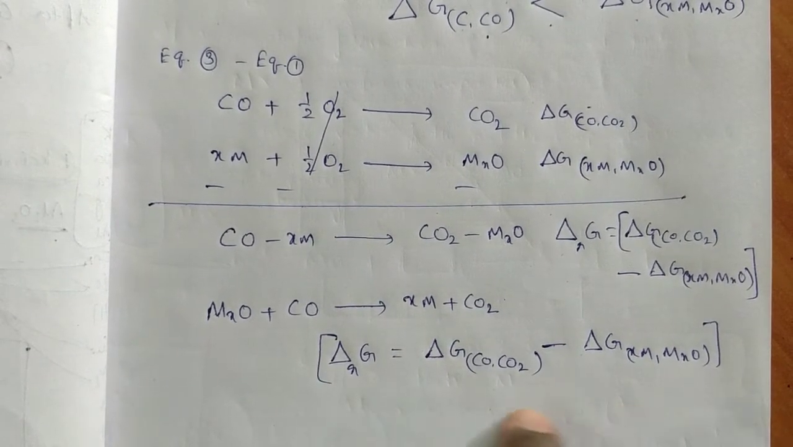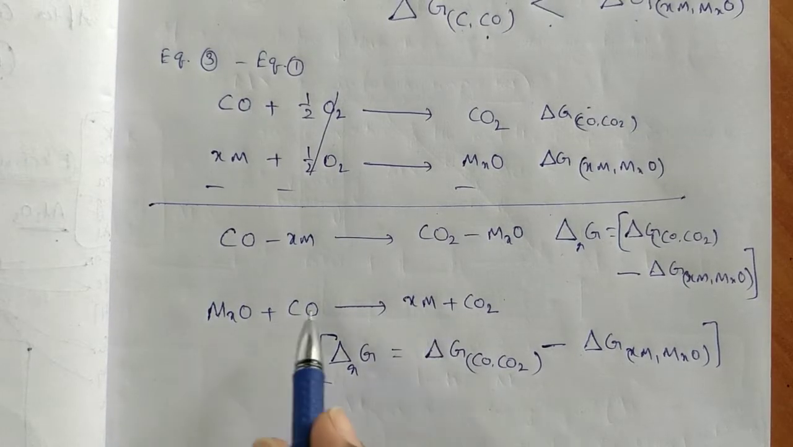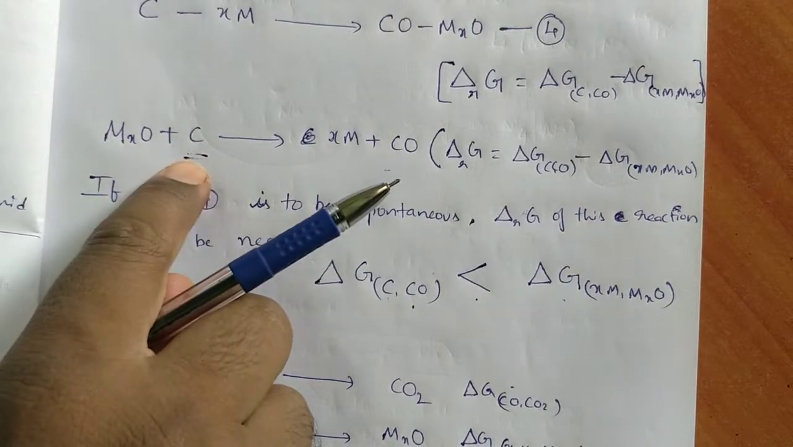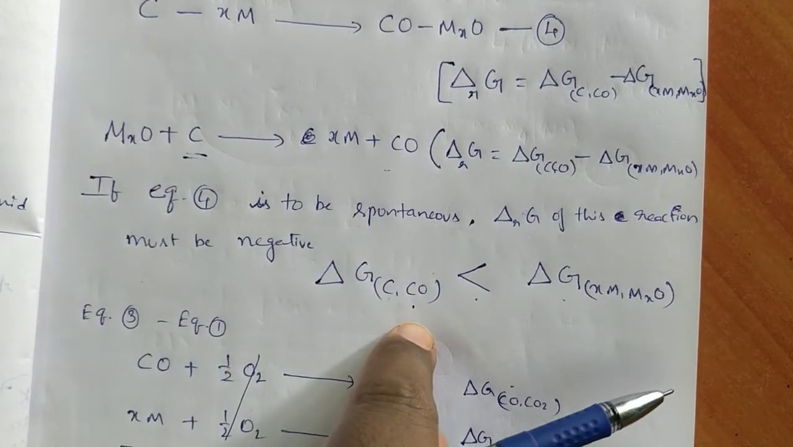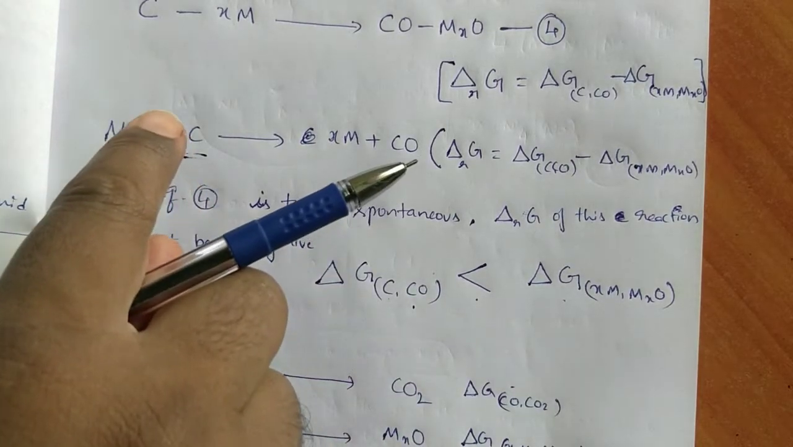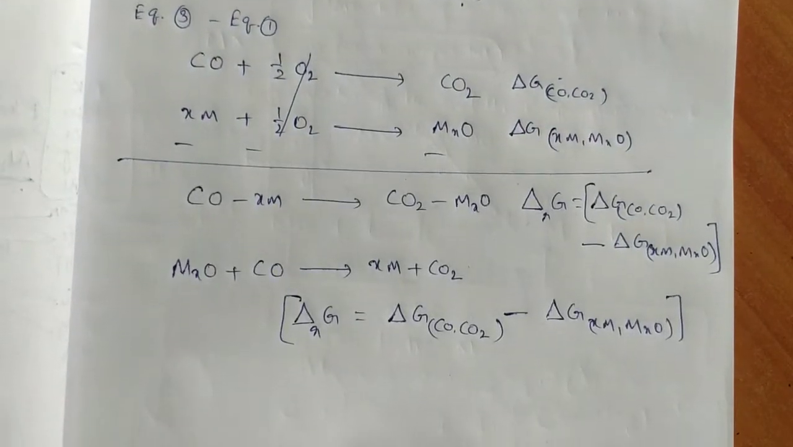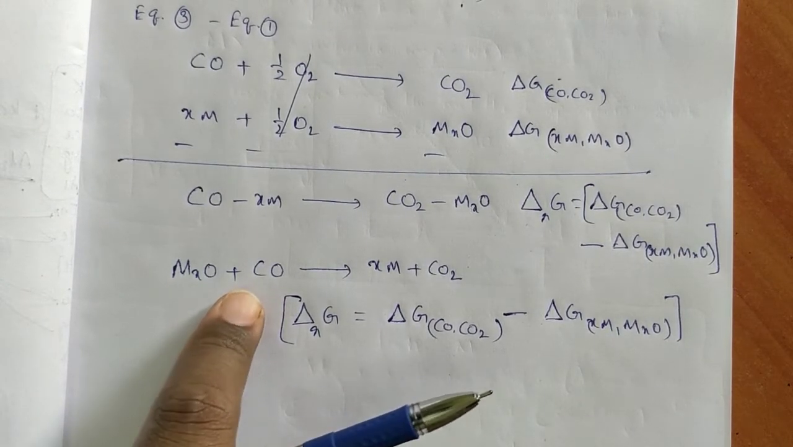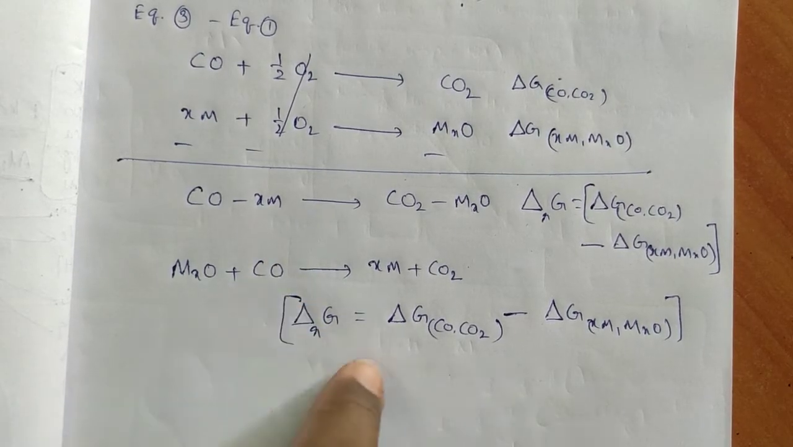Here also we got this condition for the conversion of metallic oxide to metal by using CO. Here by using C. That means here we want to select a reducing agent, this is the condition. Like that, if you want to use CO as the reducing agent, what is the condition?